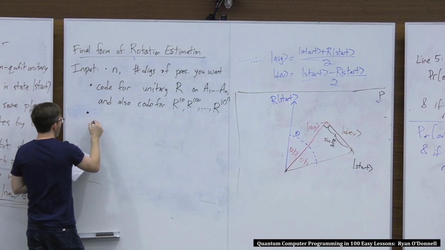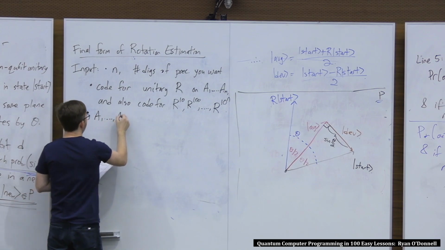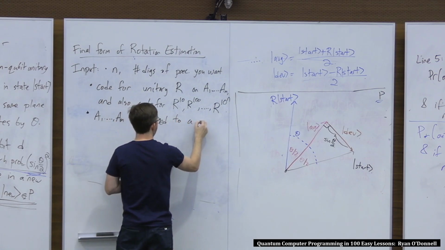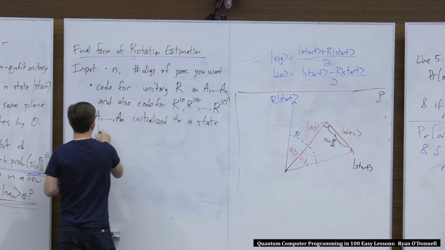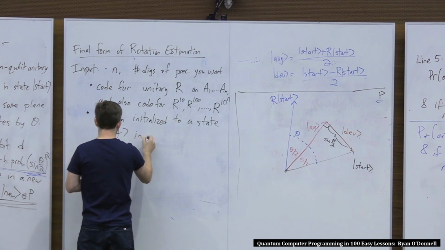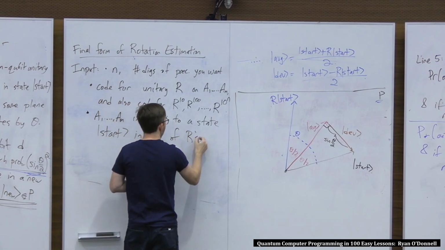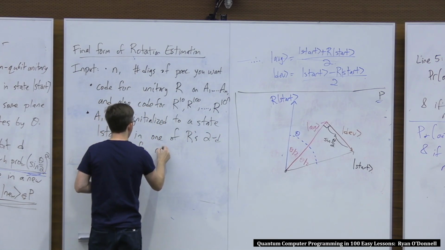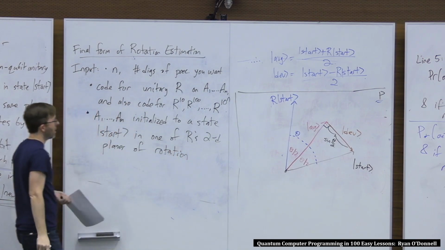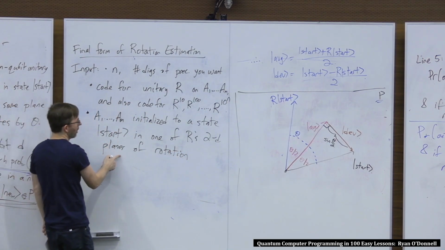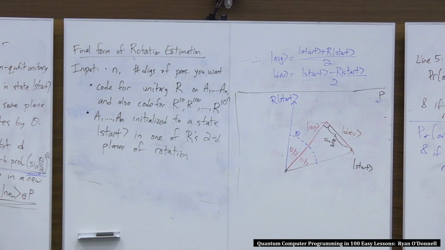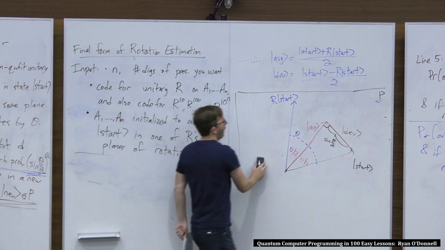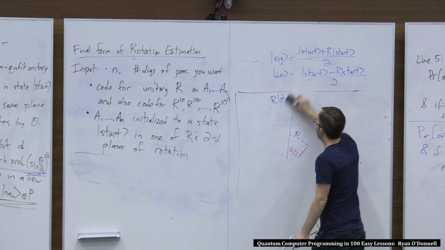And we're also going to assume that you have A1 through AM initialized to a state start in one of R's 2D planes of rotation. And the goal of the algorithm is to figure out how much R is rotating in this particular plane. But I'll say that when I talk about the output. Okay, that's the input.